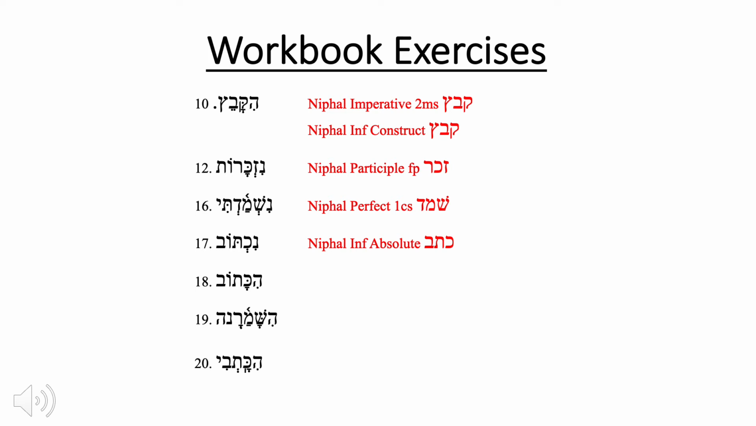What about number 18? Number 18 is also a nifal infinitive absolute. What may have thrown you is the presence of the hey at the beginning of this particular verb, but that's because, again, the nifal will occasionally throw in a hey instead of a nun, especially in the infinitive absolute construct, and in the imperative. What about number 19? Again, note that there is a hey here at the beginning.